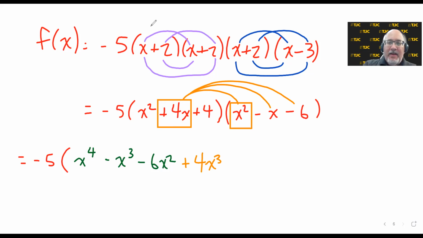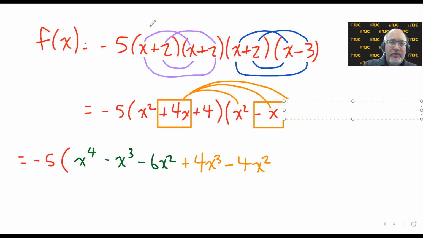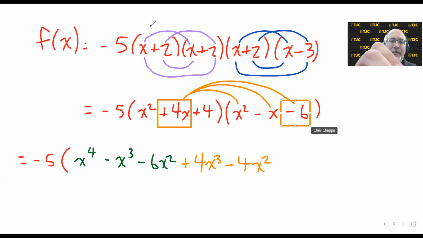And then to the next term in the second factor, positive 4x times negative x. Well, positive times negative is negative. 4 times 1 is 4. X times x is x squared. And then moving to the third term in the second factor and multiplying. Positive 4x times negative 6. Positive times negative is negative. 4 times 6 is 24. And then we have the single x.